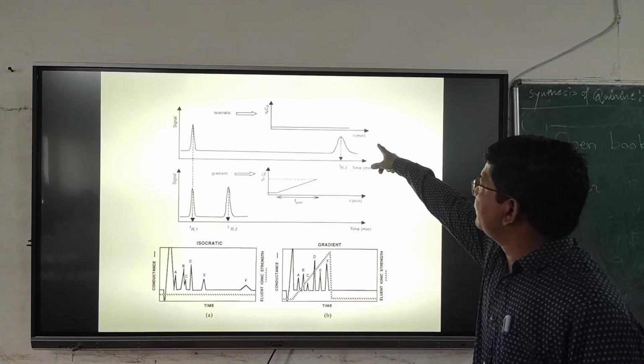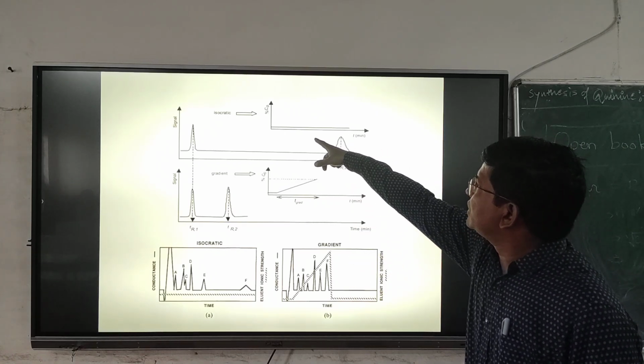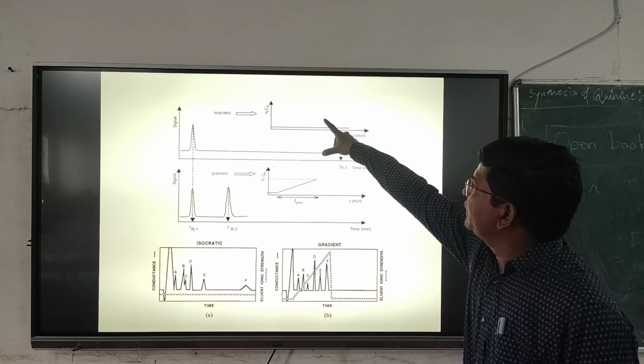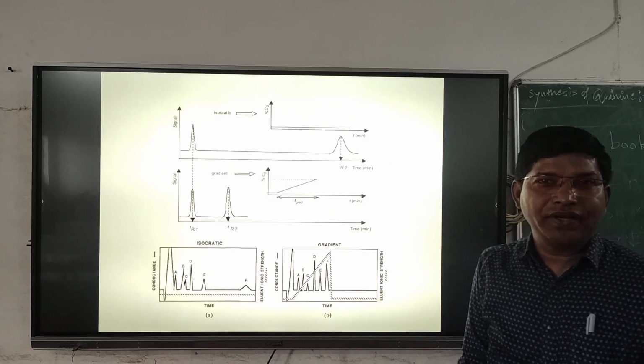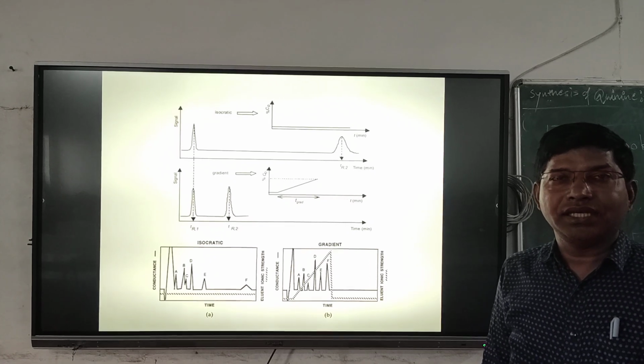Here you can see with this peak. Suppose you are using a specific composition of solvent; here we can see that the composition of the solvent is not changing.